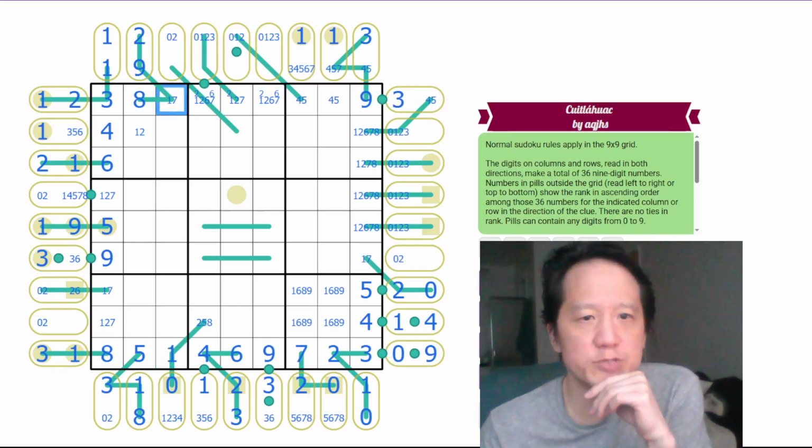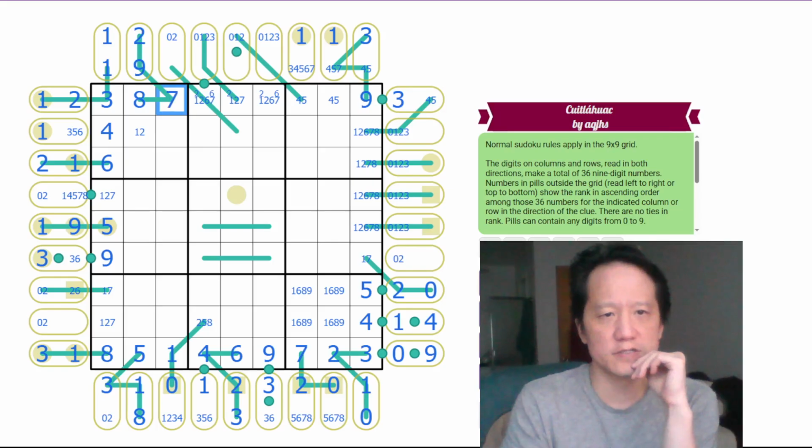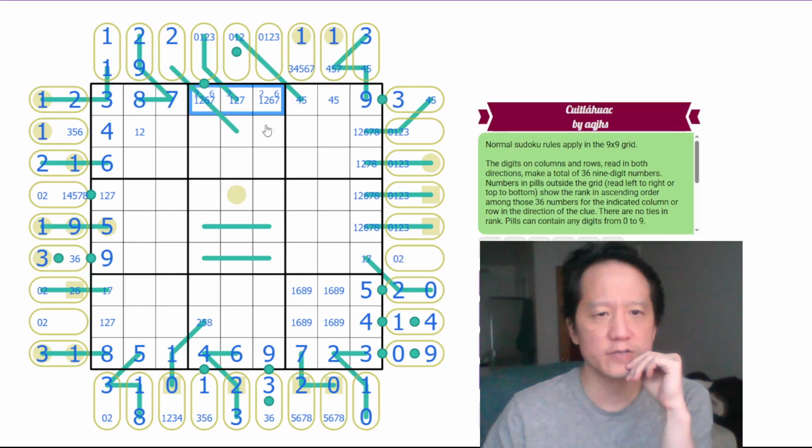Ah, 1 is here, which means this can't be 1. So this is a 7, which makes this a 2. So none of these can be 7. We also know none of these could be 3 here. You can't have a 1 here for any of these either, right?